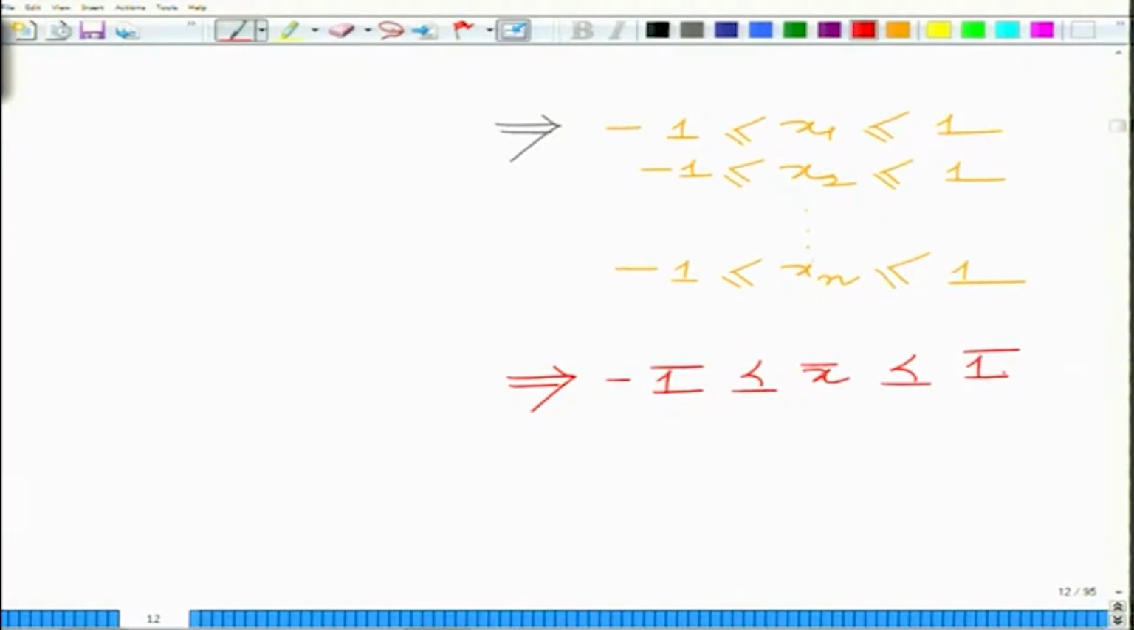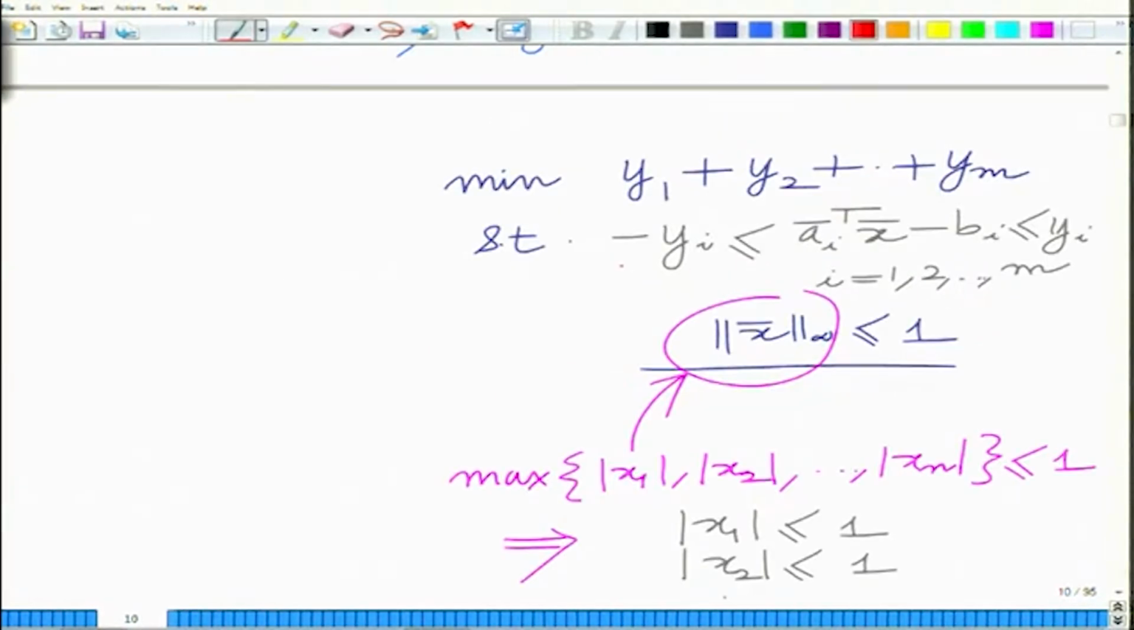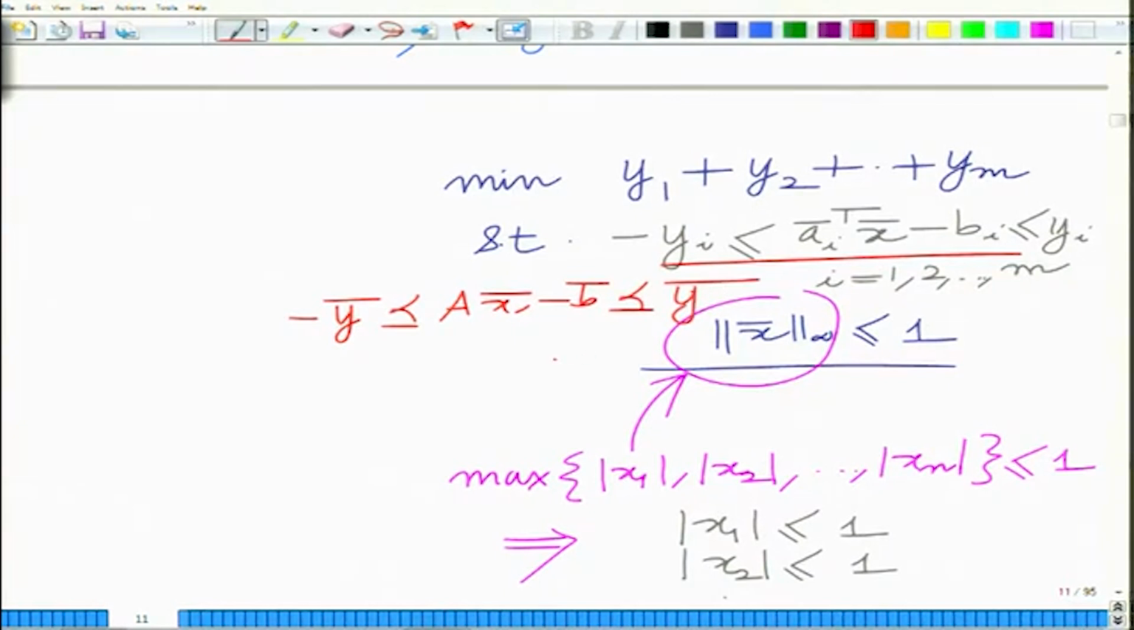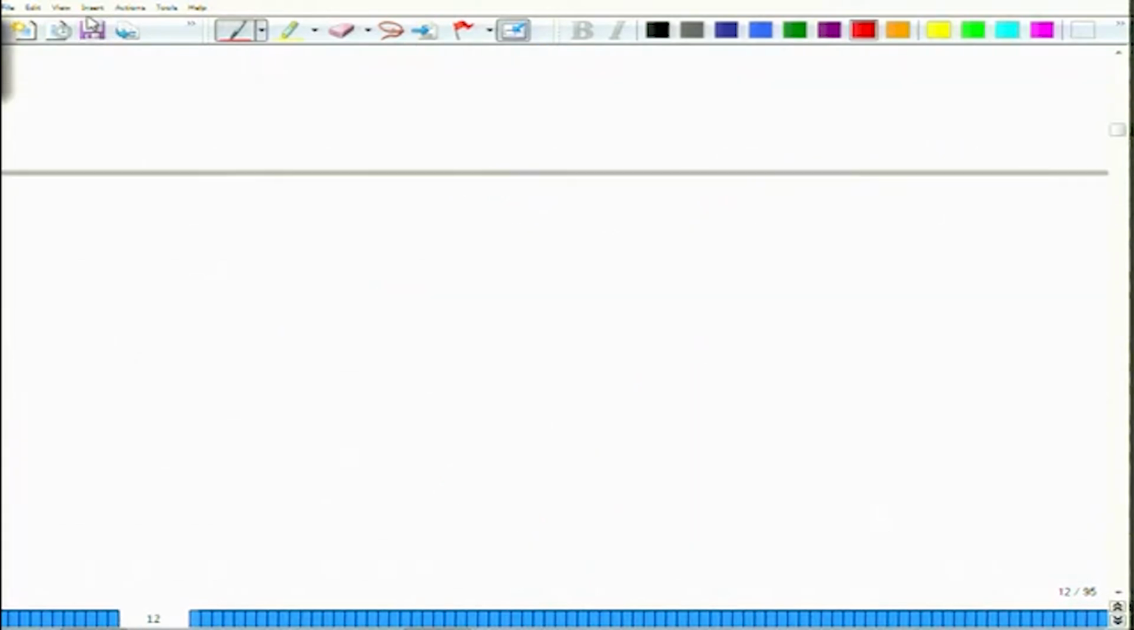And further, if you look at this, you can write this also as a component wise inequality. This you can write as minus y bar component wise less than or equal to Ax bar minus b bar, which is component wise less than or equal to y bar again. So, this reduces to this equivalent representation.